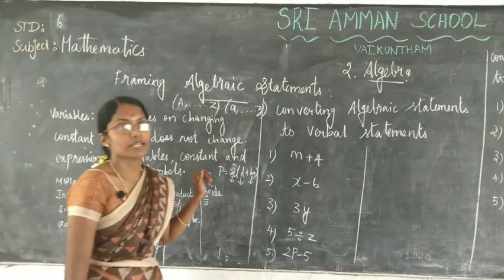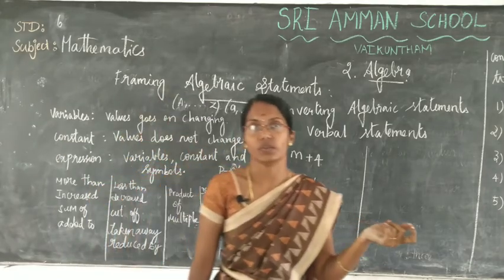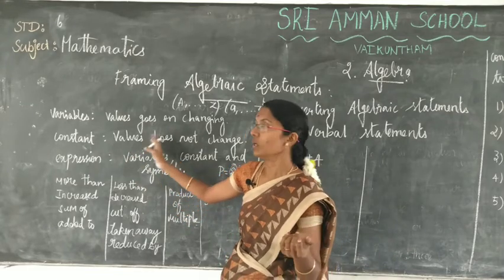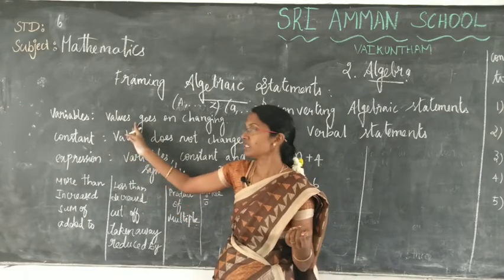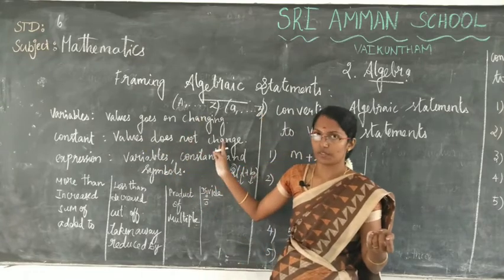Next one, constant. What do you mean by constant? The value doesn't change. That is called a constant. So variables mean the value goes on changing, and constant means the value doesn't change.